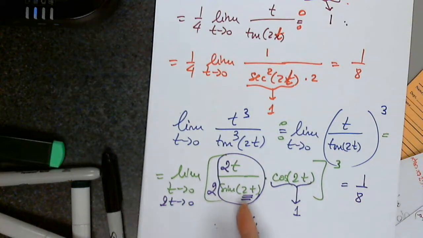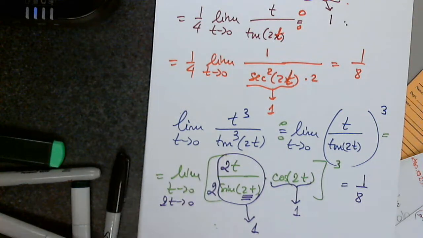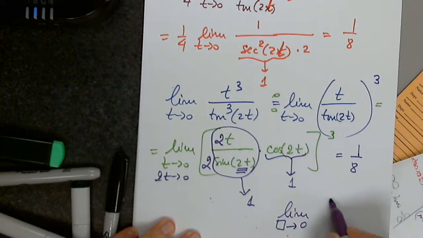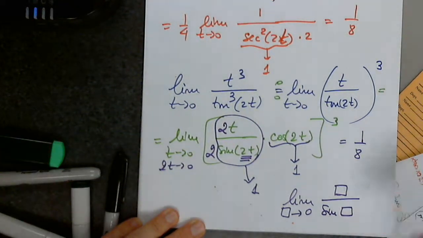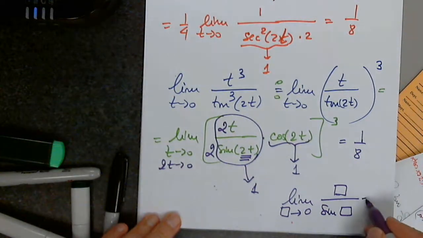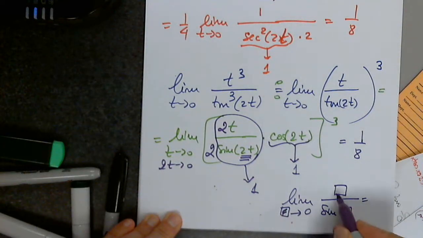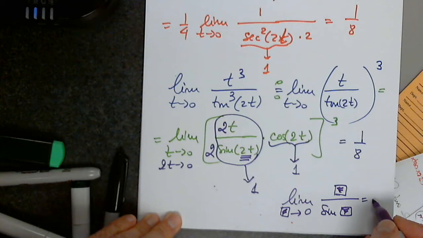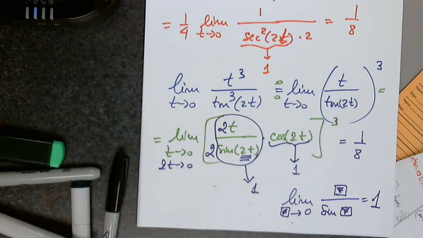But I did not use L'Hopital's rule here. What did I use? I used the result that says this. Limit as the box approaches 0 of either the box over sine of the box or the reverse equals how much? If all these are the same and if they go to 0. What is the answer? From chapter 2, it is 1. Okay.